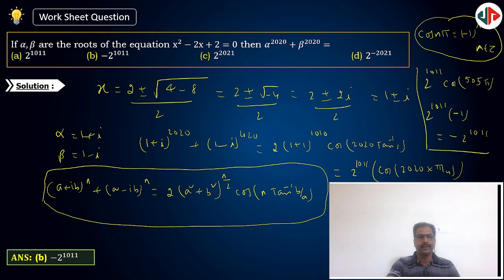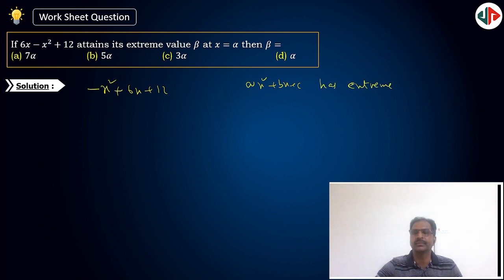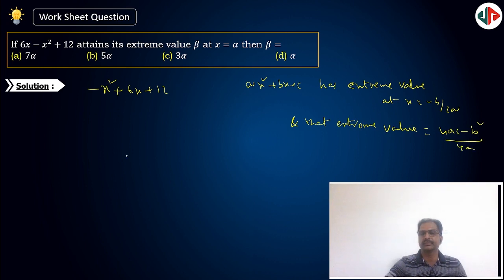So option B. Next, the quadratic expression given is minus x square plus 6x plus 12. This expression attains extreme value beta at x is equal to alpha. We have a formula like this. Ax square plus bx plus c has extreme value at x is equal to minus b by 2a, and that extreme value is nothing but 4ac minus b square by 4a. So here for us a is minus 1, b is 6, c is 12.